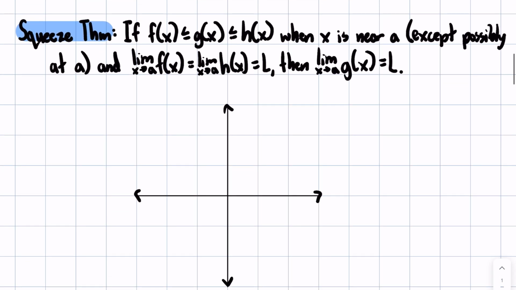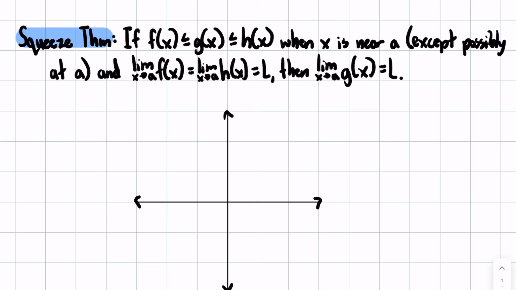So first of all, here's just the definition of the squeeze theorem. Basically, the function that we're trying to find the limit of is this function g of x, right? If we can squeeze it between two other functions, f and h, near a, and these functions each have the same limit at a, then we can say that the limit of g at a is L, the same limit as the other two, right?